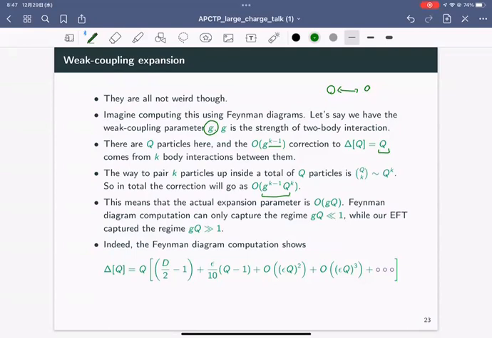So Feynman diagram computation can only capture the regime where gQ is much less than one, because that's where it's actually valid, while our effective field theory captured the regime where gQ is much greater than one. And indeed, the Feynman diagram computation shows nicely the expansion in terms of epsilon times Q.